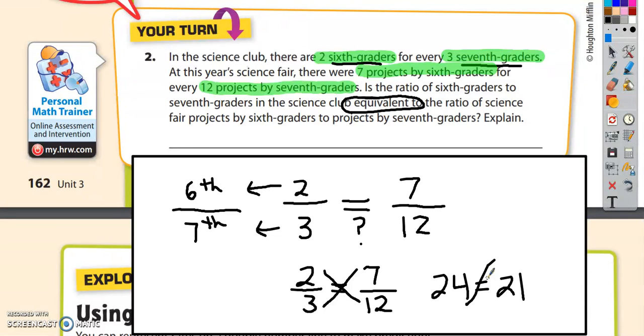These ratios are not equivalent. So that's one way I could solve it. I'm going to go ahead and finish my sentence, not equivalent. It says explain, but honestly your work being shown is an explanation. That's not the only way to solve it though.